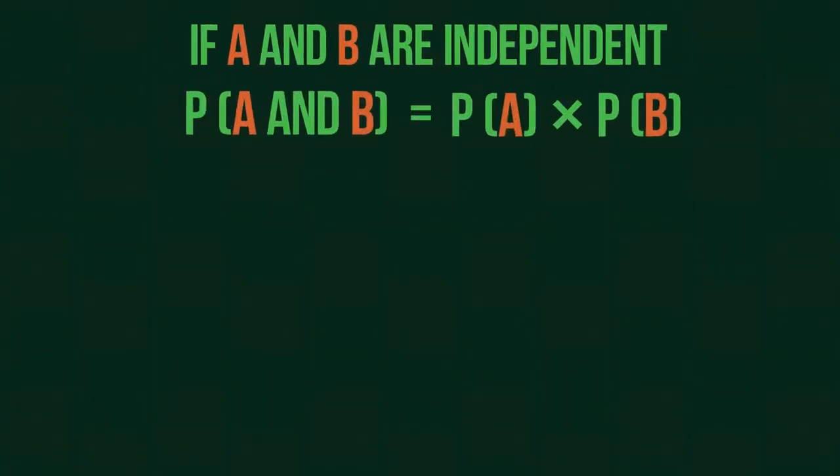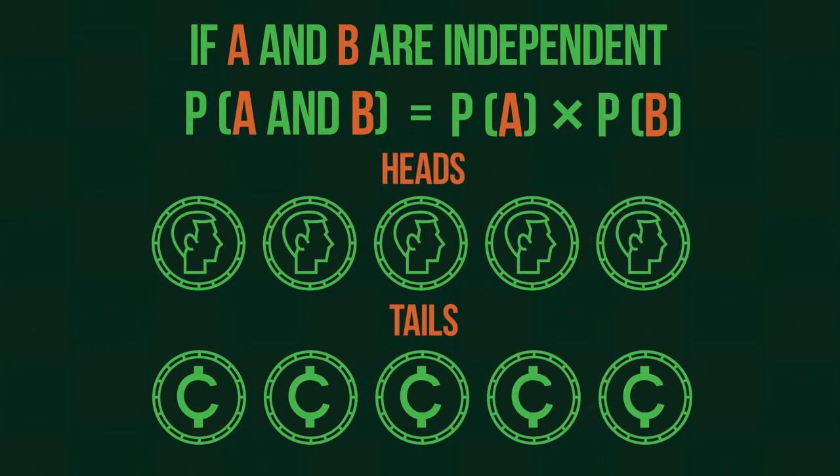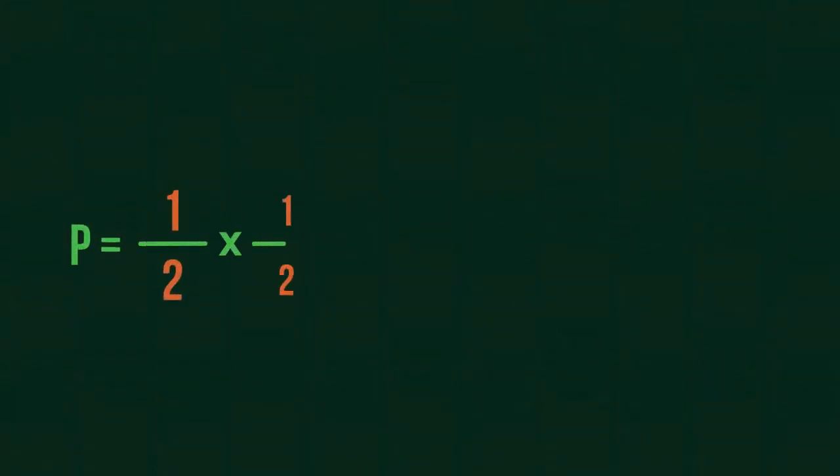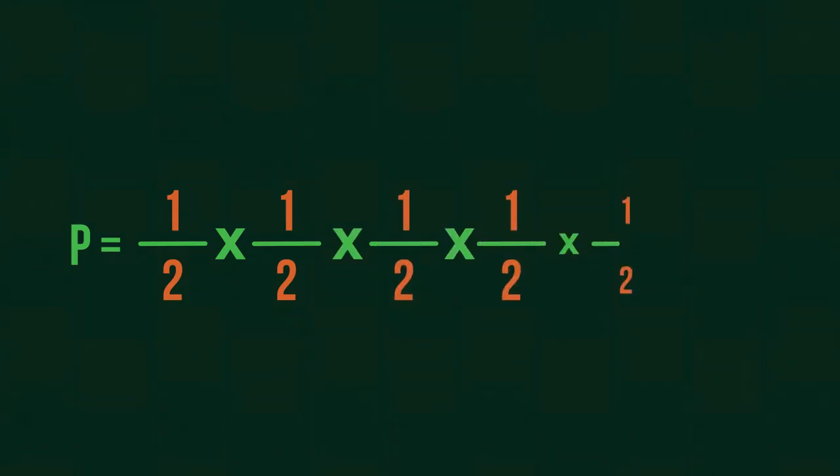If events A and B are independent, then the probability of events A and B is equal to the product of probabilities of event A and event B. So, what is the probability of getting 5 tails in 5 flips? Here, we don't need to model a big sample set for all possible outcomes. We know that flips are independent, so we can just multiply the probabilities of tails in each round.